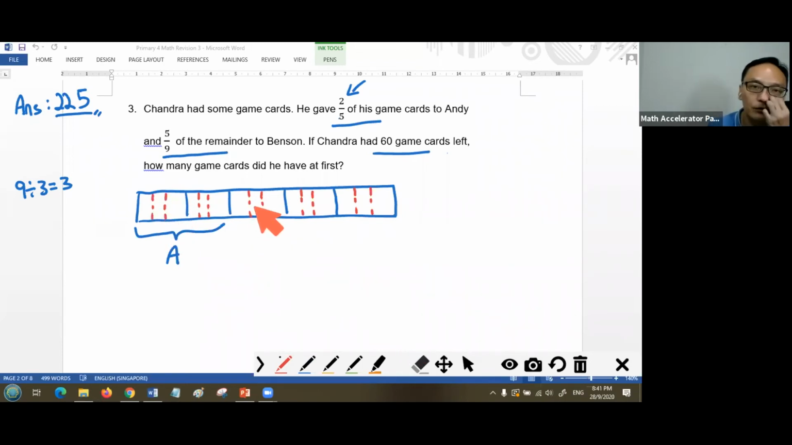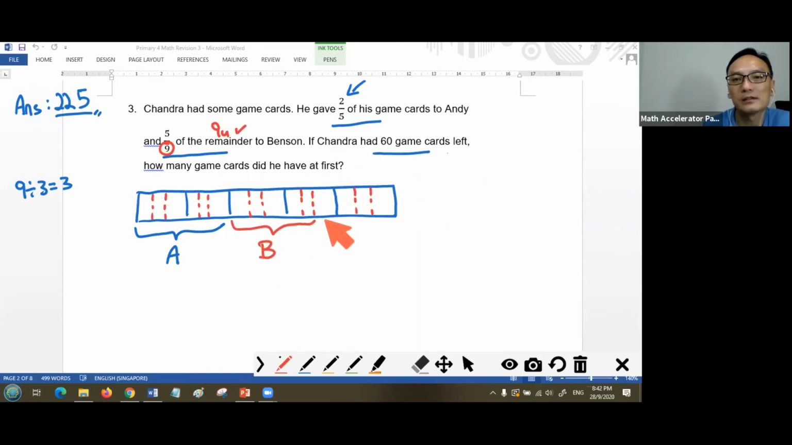So now we have 3, 6, 9. We have 9 units for the remainder. It matches what the question states here, right? 9. So we have 5 units that will be given to Benson. 1, 2, 3, 4, 5. So from here to here, you give to Benson.